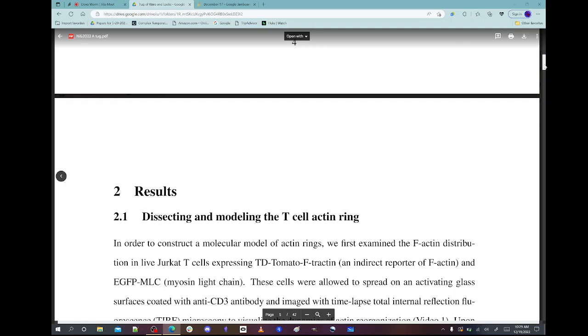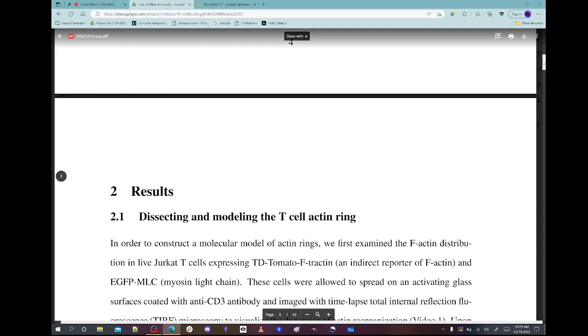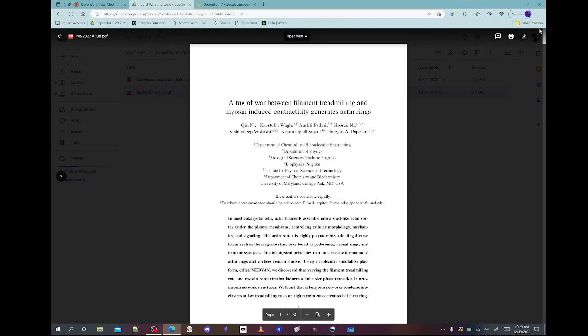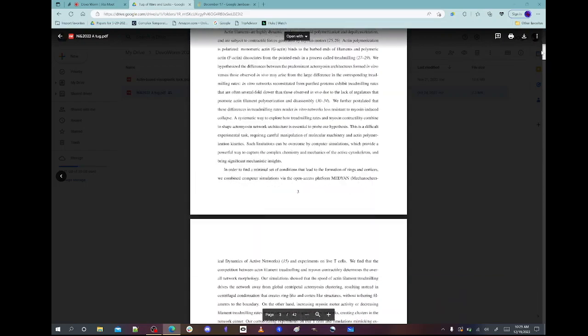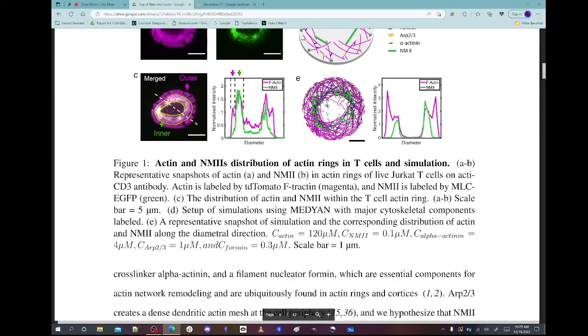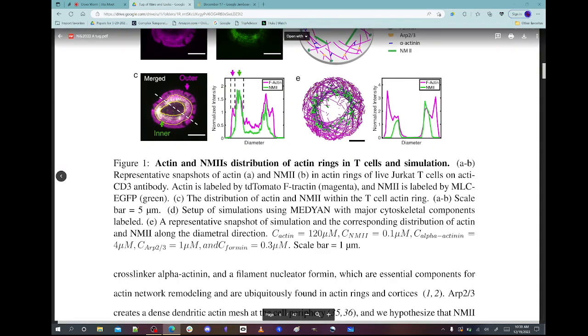So they do this dissecting and modeling of the T cell actin ring. They need to look at the distribution of F-actin in live cells, so they need to parameterize their model. And then once they parameterize their model, they can actually apply it to the modeling software. And so this is figure one. This is the actin and NM2 distribution of actin rings in T cells in simulation.